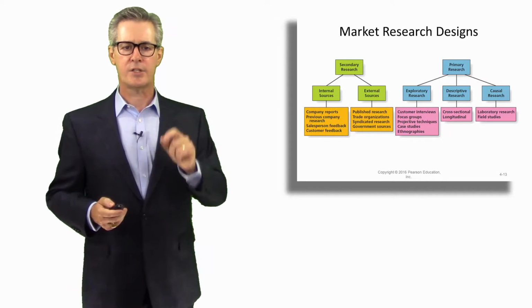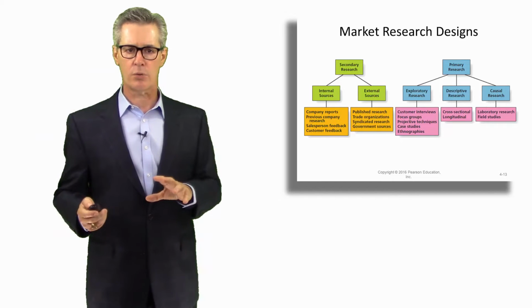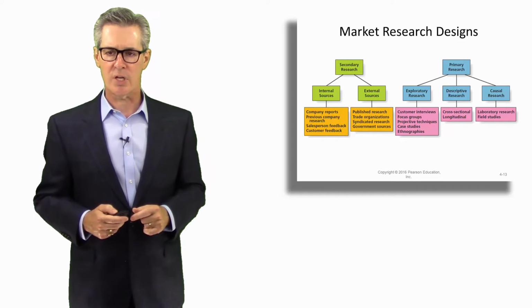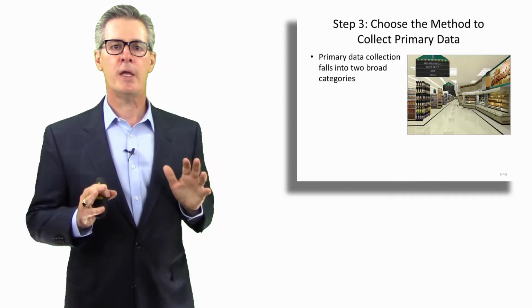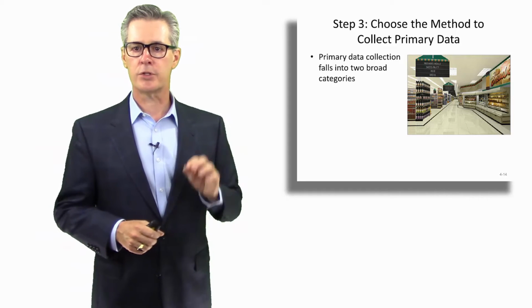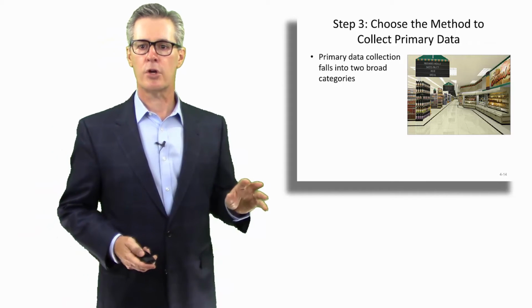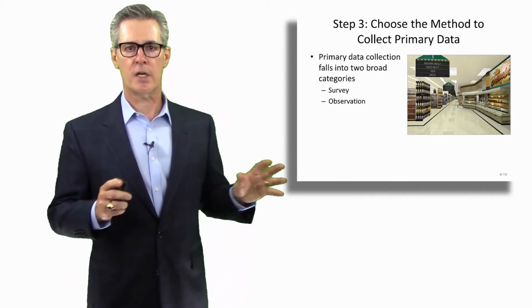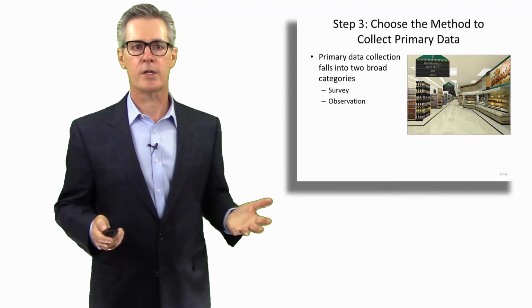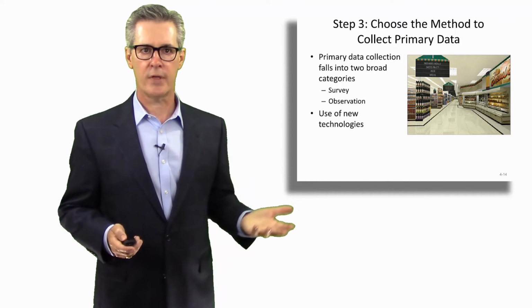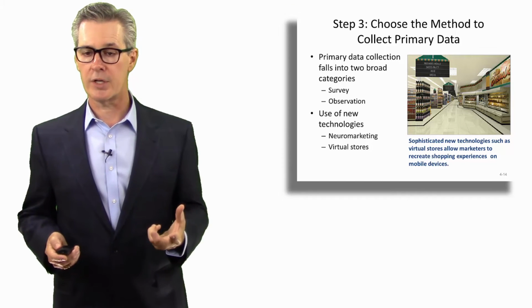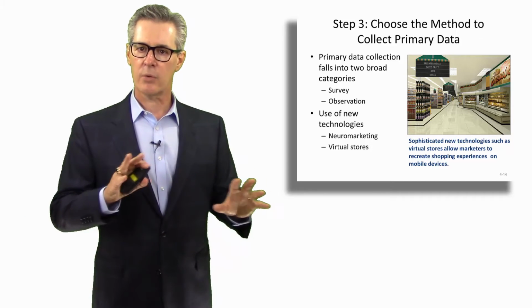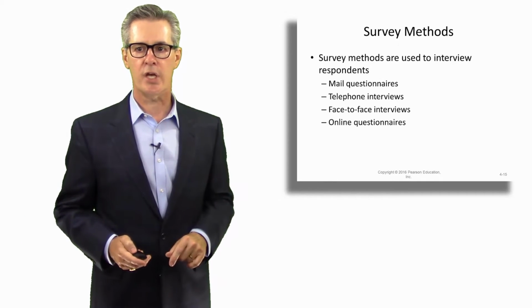Now in class, I'll tell you a story about how the technology that I sold to Walmart was used to understand why beer and diapers were purchased at the same time. So what are the two main ways of gathering primary data? Well, the two ways that we do it are through survey and observation. But there are other cool ways that technology is being used to understand how and why consumers make the decisions that they do. And these are things like neuromarketing and also virtual stores. And I'll tell you more about these in class, but just be aware that we have a lot of different ways that we can collect this data.